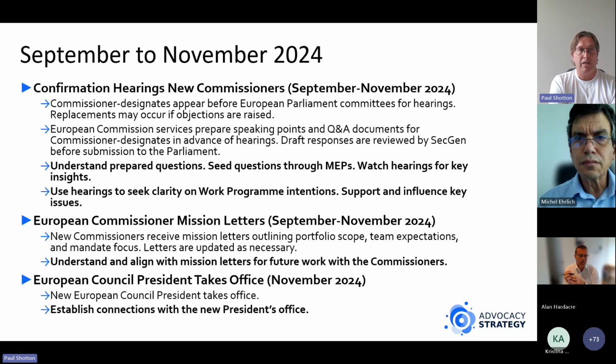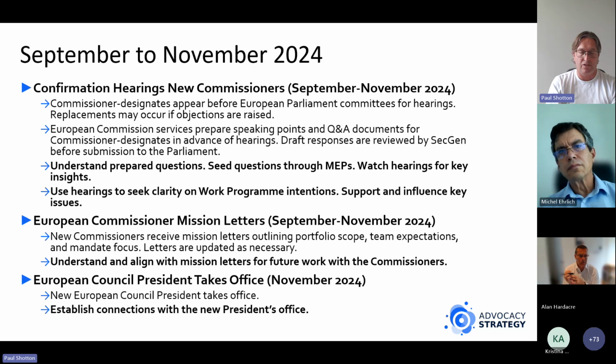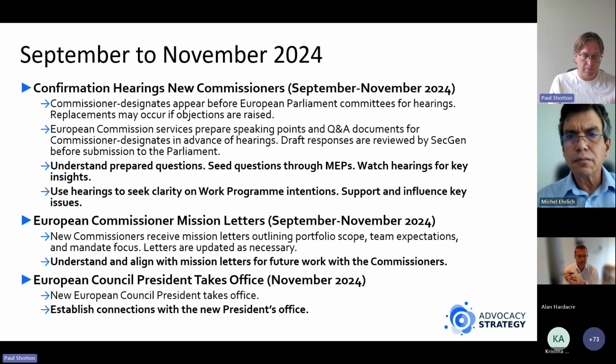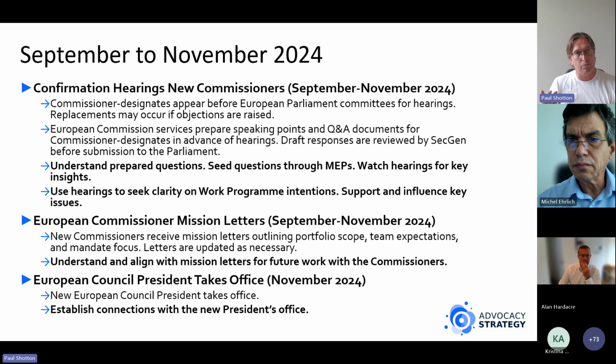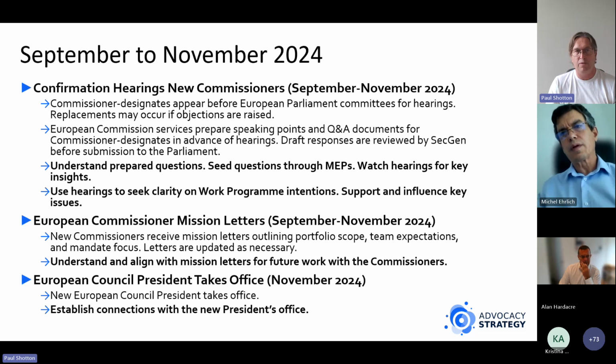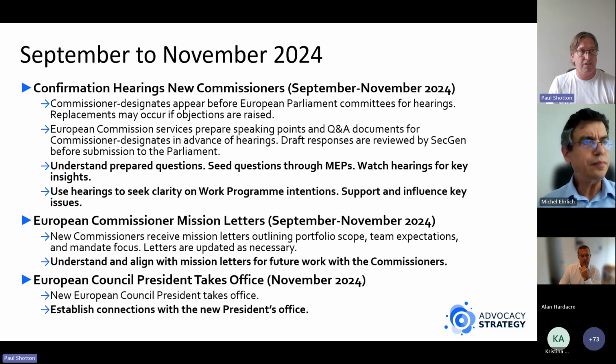At the same time, the European Commission services, we must not forget, it's a two-sided equation with the Parliament on the one hand interviewing the candidates and the European Commission on the other hand supporting those candidates through the development and the drafting of speaking points and Q&A documents to brief and prepare, with the support of the services and the Secretariat General, the candidate commissioners.